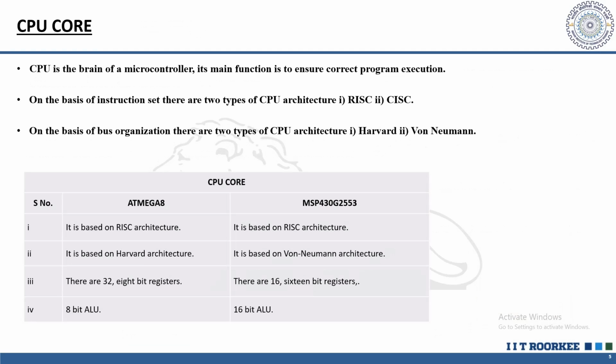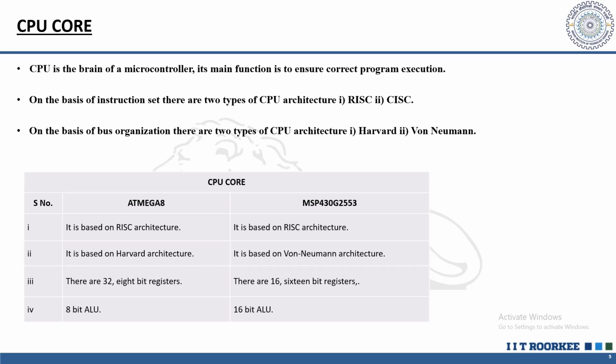Now, the CPU core. CPU is the brain of the computer. Its main function is to ensure correct program execution. On the basis of instruction set, CPUs are of two types, RISC and CISC, that is reduced instruction set computer and complex instruction set computer. And on the basis of bus organization, there are two: one is the Harvard, and the second one is the Von Neumann. For Harvard, there are different data and program buses, and for Von Neumann, there is a single data and address bus.